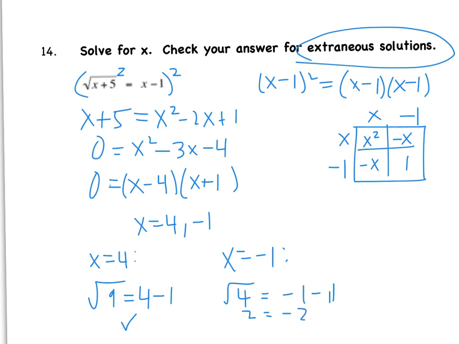Now remember, the square root was already there, the square root of 4, so we don't get plus or minus. You just get the positive answer. The only time you get plus or minus is when you put the square root in. So that one does not work. So our final answer, x equals 4. Any questions?